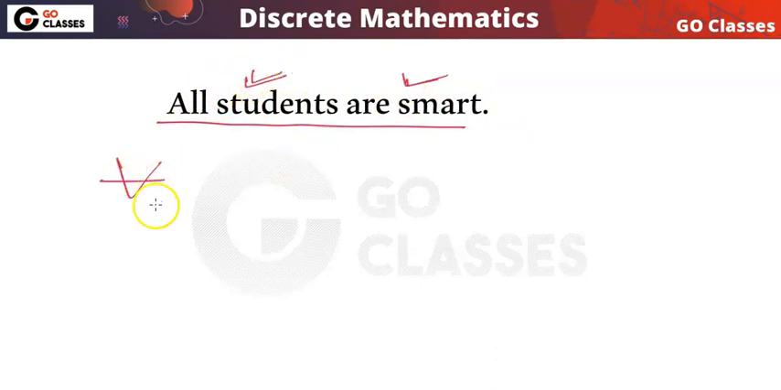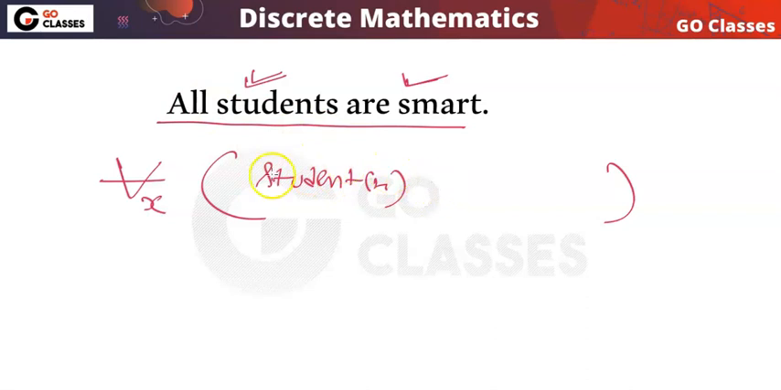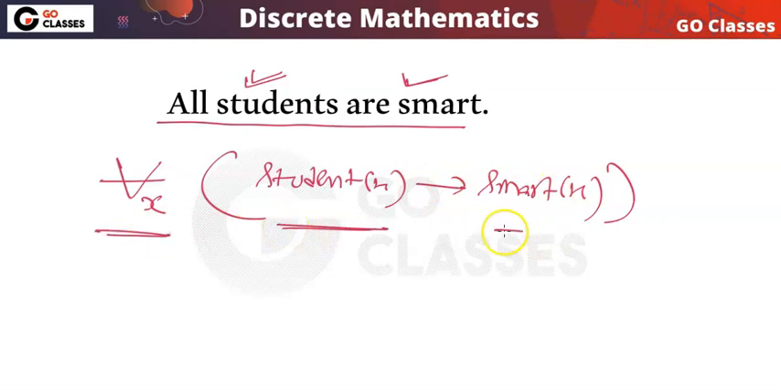So I can say that for all X, if it is a student, because we are saying that all students are smart. It means if it is a student, then definitely it is smart. Okay. So for all X, if it is a student, then it is smart. So this is the basic template.